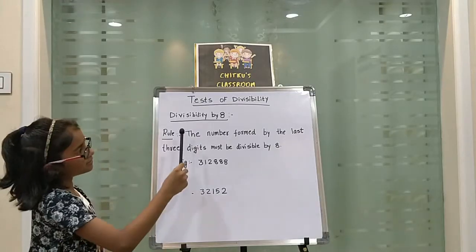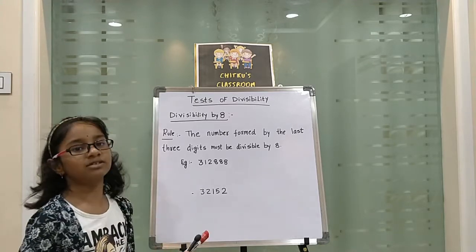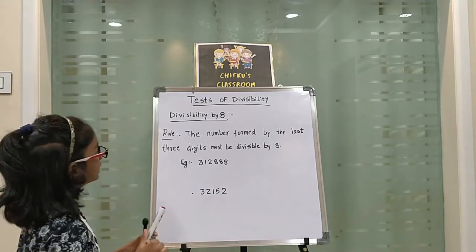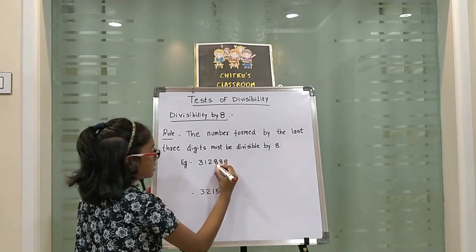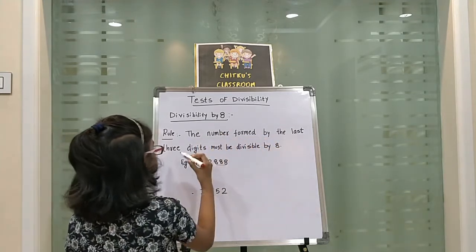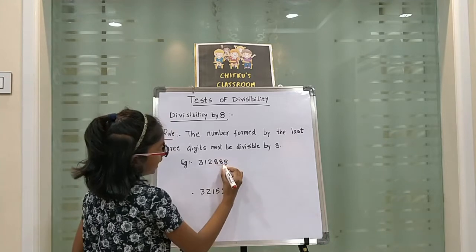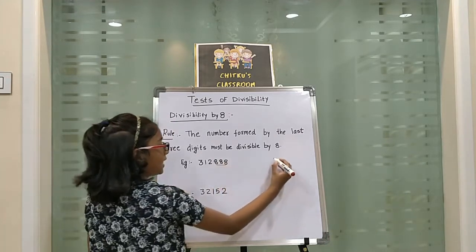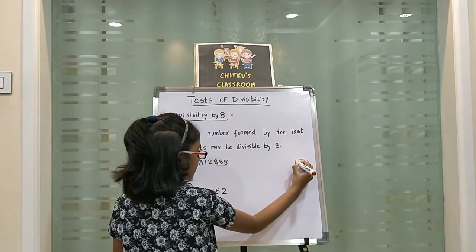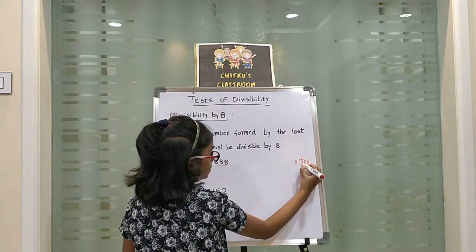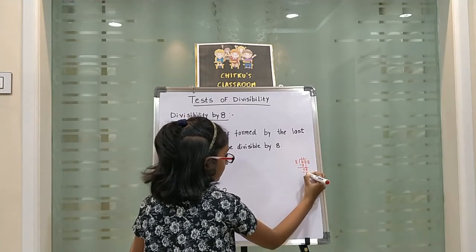Now let's learn divisibility by 8. The divisibility rule of 8 is just like divisibility by 4. In divisibility by 4, we check the last 2 digits, but in divisibility by 8, we check the last 3 digits. The number formed by the last 3 digits must be divisible by 8. Here, the last 3 digits are 888. So we need to take 888 and divide it by 8. 8 times 1 is equal to 8, and 8 times 1 is equal to 8 again.